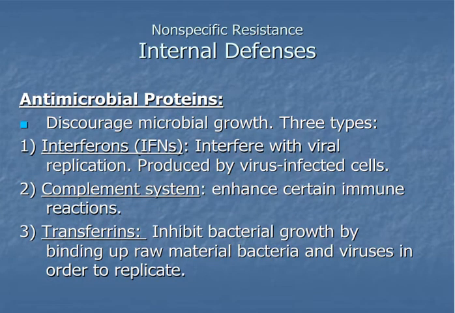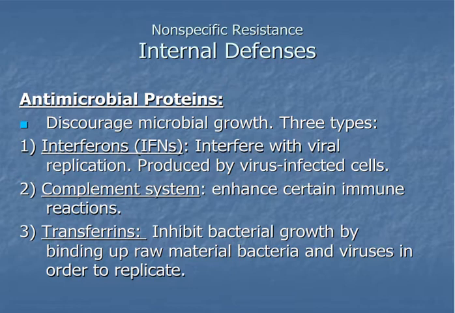Now, within the body's tissues and fluids, we also have a suite of antimicrobial proteins that are generalist in nature. And these include things such as interferons. Interferons interfere with viral replication, and they are produced by cells that have already become infected with a virus, and basically travel to adjacent cells that aren't infected and prevent those cells from becoming infected by inhibiting viral replication.